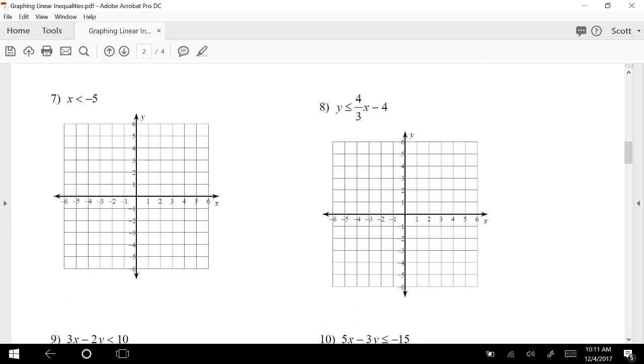X is more than negative 5. So x is equal to negative 5 would be a vertical line. So more than negative 5 is going to be a vertical line, but it's going to be dashed. And, excuse me, it would be less than negative 5. So less than would be going to the left. All of this area.